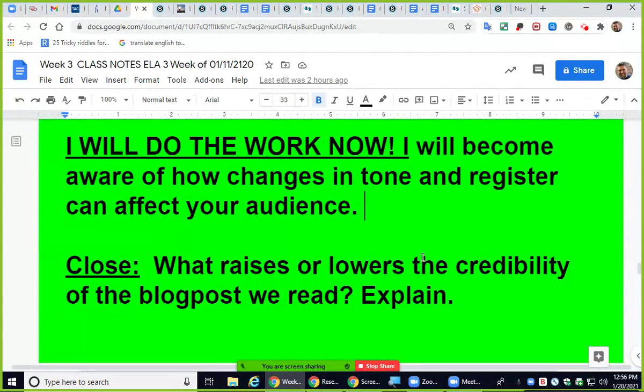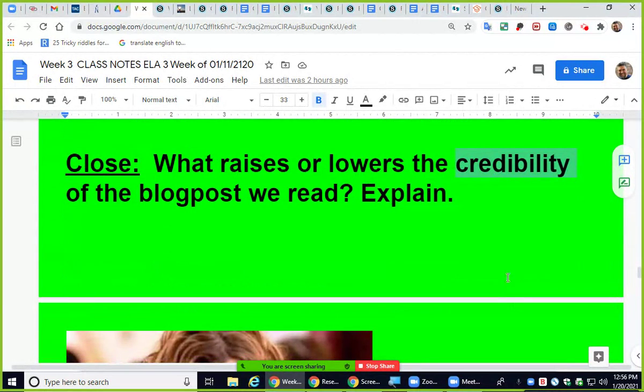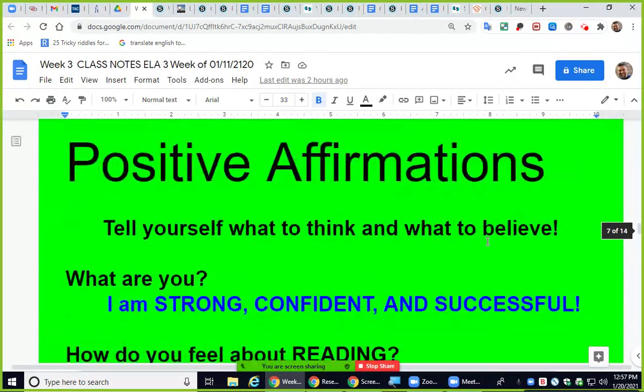For our close, we're going to be looking at a blog entry, and I want you to be thinking about credibility because that seems the thing that people kind of skip over or don't think about the most. And it's important when you're doing research to pay attention to these things. So after we've read, what raises or lowers the credibility of the blog post we read? And once again, it is not going to affect your grade if the credibility is not very high. What is going to affect your grade if you don't really give details about the credibility? So keep that in mind, like from yesterday.